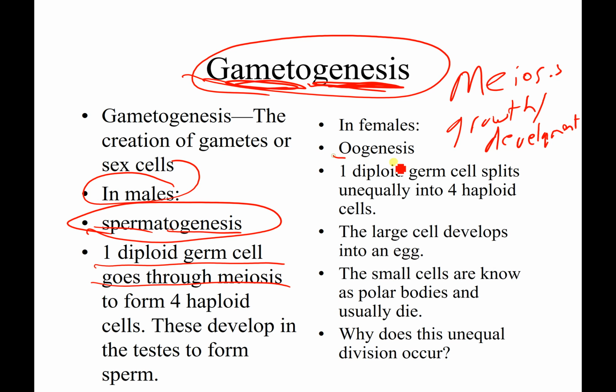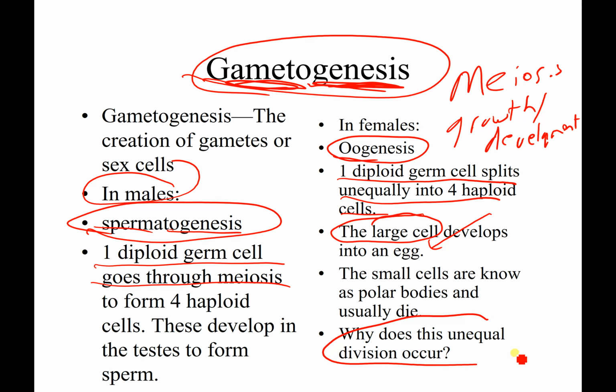In females, you're going to hear it called oogenesis. And in it, one diploid cell splits unequally to produce 4 haploid cells. Only one of those ends up being large. That large cell ends up becoming an egg. The small cells are called polar bodies, and they usually just die. And we'll talk about why it occurs this way in a minute.